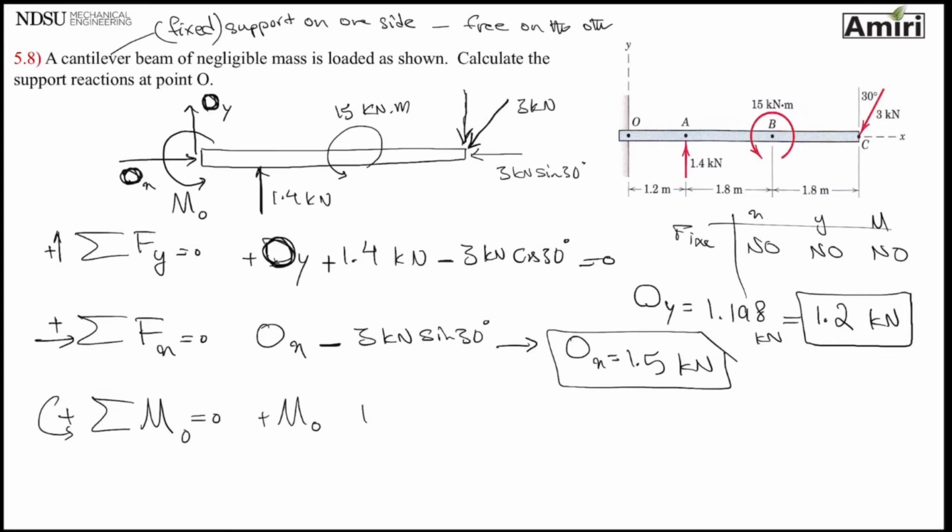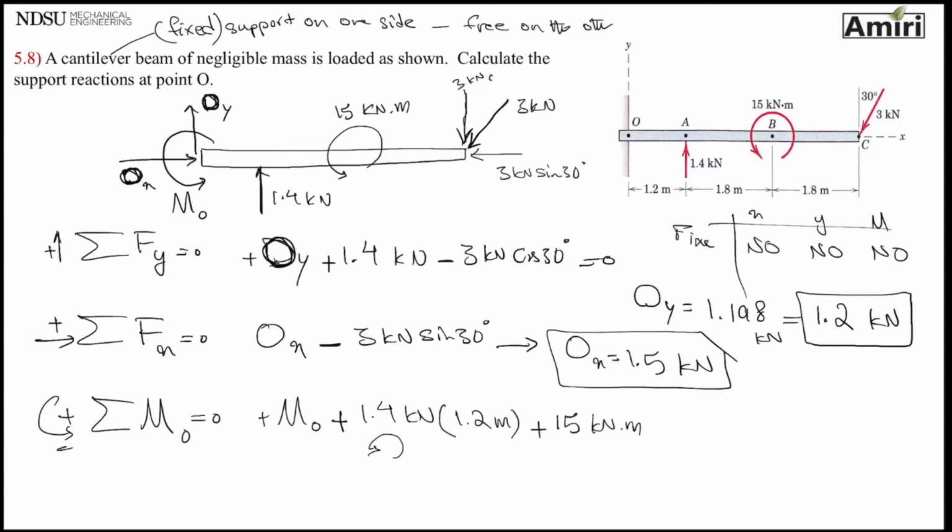Moving on, 1.4 kilonewton is located at a distance of 1.2 meters to point O, and is trying to rotate the beam this way, which is with my sign, so I'm going to put a plus next to it. Moving on, I see a 15 kilonewton meters. That's a moment. I have to include it in my summation of moments. And that is rotating with my sign that I have here.